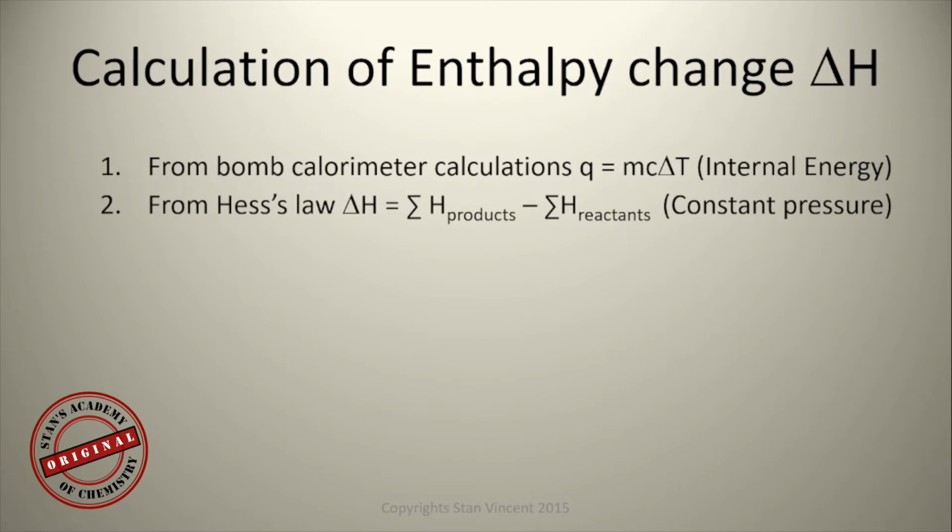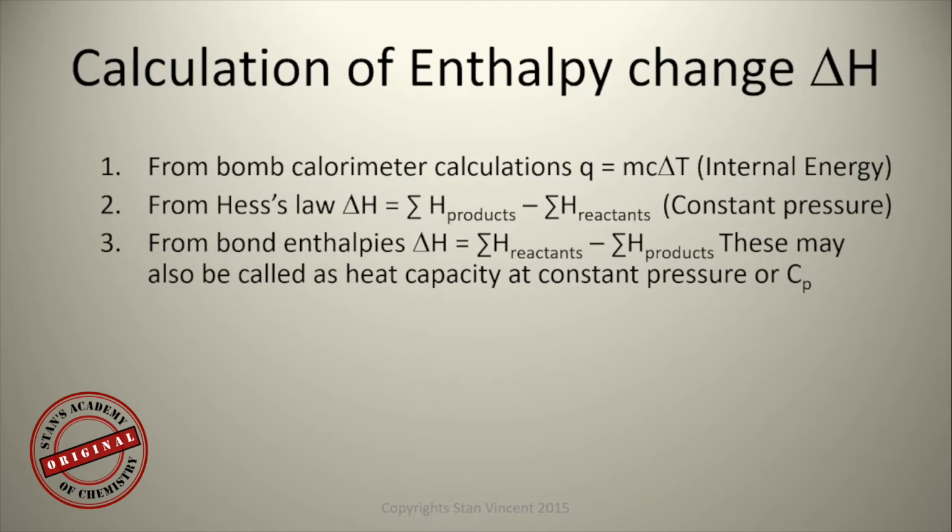Delta H is equal to the sum of the enthalpy of products minus the sum of the enthalpy of reactants, and we will be using heats of formation of reactants and products to determine the enthalpy change. Or if you know the enthalpy of reaction, we can determine the heats of formation of any one of the unknown compounds. The third method for determination of enthalpy change is from bond enthalpies or bond energies. Mind you, there is a small difference in the equation here from the second one. Delta H reaction from bond enthalpies is equal to the sum of the enthalpies of the reactants minus the sum of the enthalpy of the products.